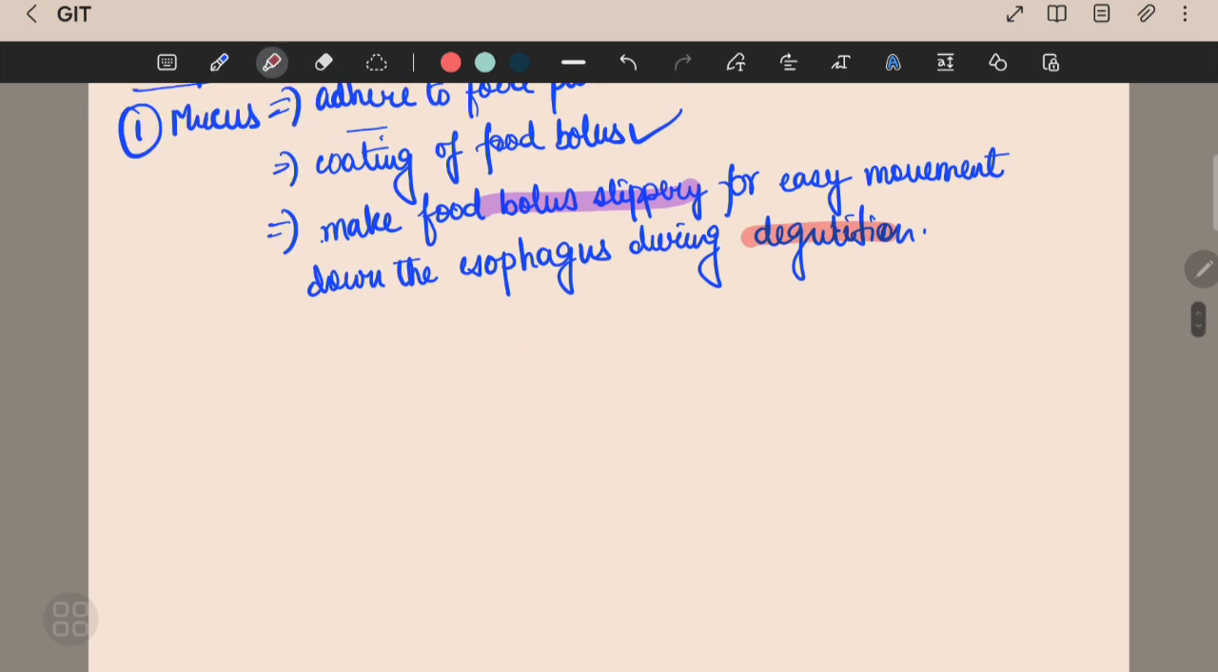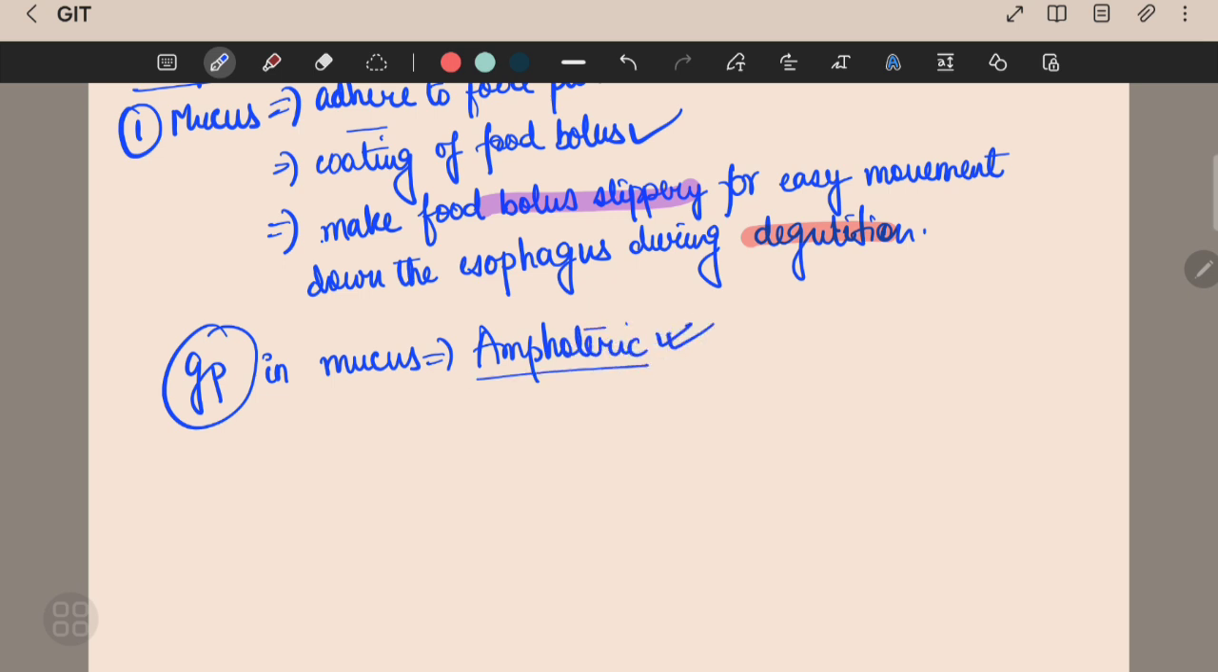This must be clear. And also remember that the glycoproteins of the mucus have amphoteric properties. The glycoprotein in mucus has an amphoteric nature. So what does this amphoteric nature mean? That means it is capable of buffering small amounts of acid or alkalis.